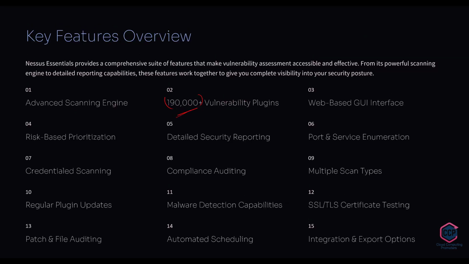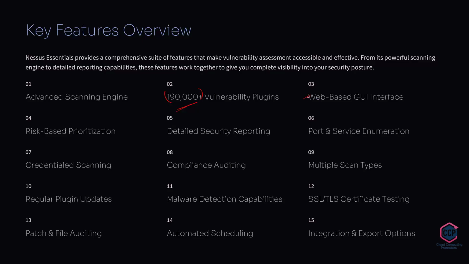What does it mean by 190,000 plugins? Web-based GUI, the graphical user interface we are using right now, where we go to any browser and type https colon, localhost, 8843, or we can even use 127.0.0.1 colon 8843 port. Then risk-based prioritization, it will also identify all those things.